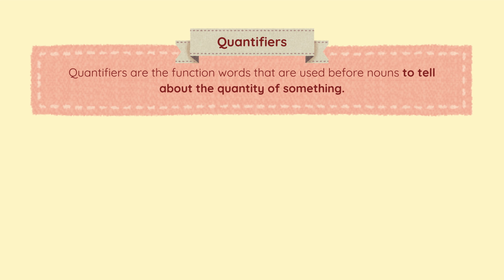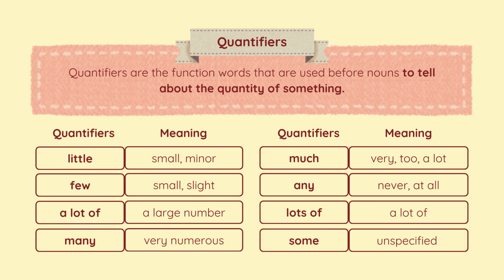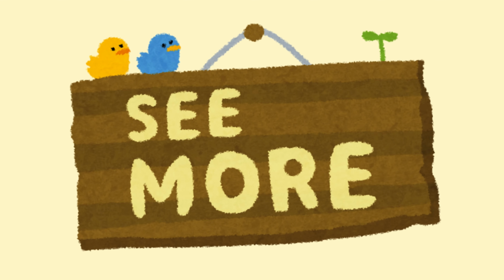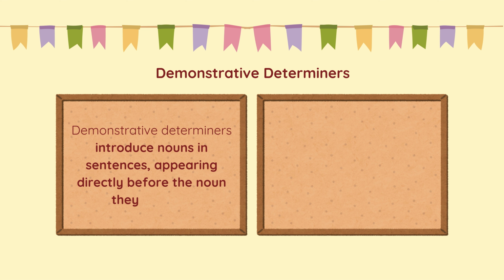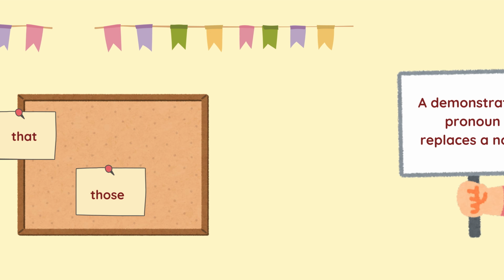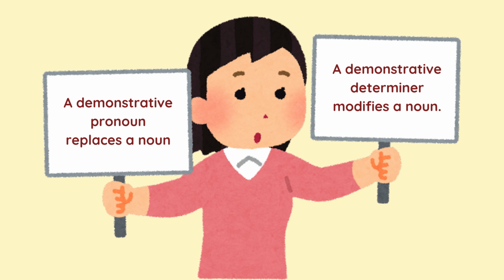Quantifiers are function words that are used before nouns to tell about the quantity of something. These are the lists of quantifier determiners. Let's see more. Demonstrative determiners introduce nouns in sentences, appearing directly before the noun they modify. Demonstrative determiners are this, that, those, these. However, although demonstrative pronouns and determiners use the same words, this, that, those, these, they serve different functions. A demonstrative pronoun replaces a noun, while a demonstrative determiner modifies it.